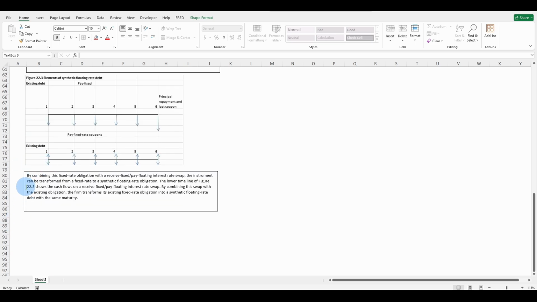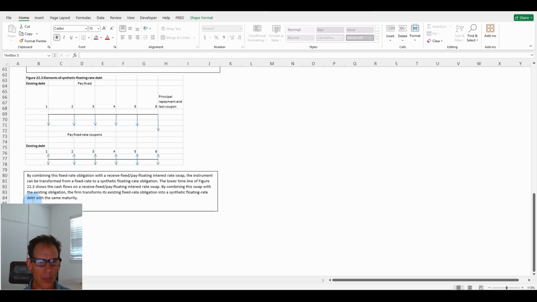By combining these fixed rate obligations with the receive fixed, pay floating interest rate swap, the instrument can be transformed from a fixed rate to a synthetic floating rate obligation. The lower timeline of figure 22.3 shows the cash flows on a receive fixed, pay floating interest rate swap. By combining this swap with the existing obligation, the firm transforms its existing fixed rate obligations into a synthetic floating rate debt with the same maturity.